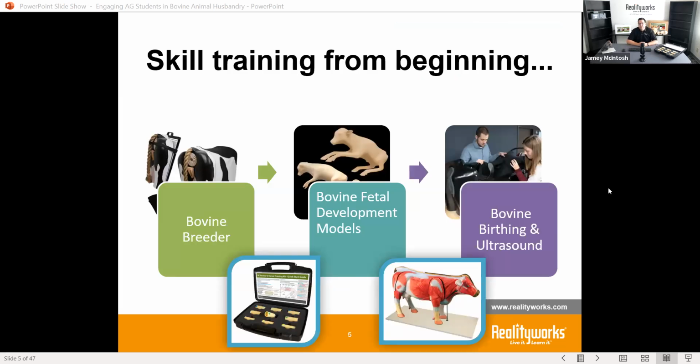Now, one of the ways that we look at how to train is what we call skill training. How do we get students to have the skills needed to care for the animals that they are in charge of? We look at it from the beginning to the end. We look at it from the start, so things like artificial insemination and selective breeding are really the beginning of that animal.